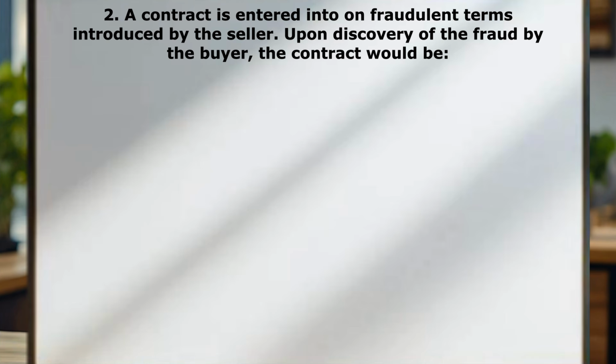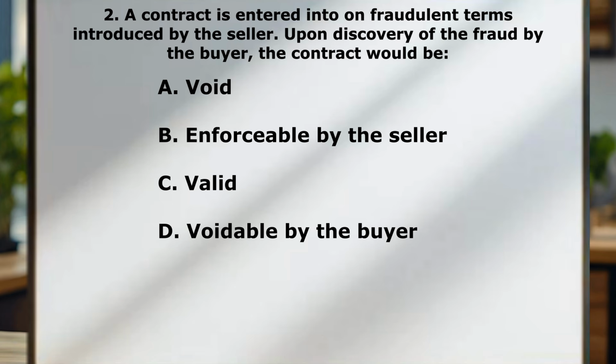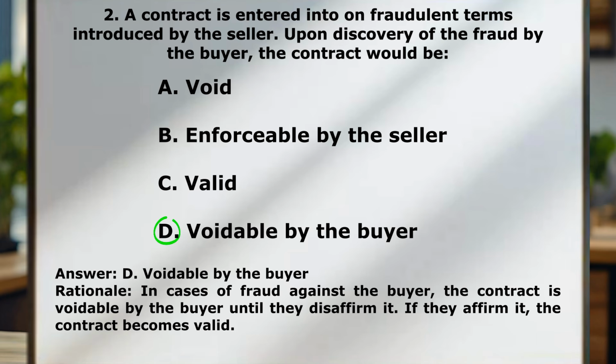Question number 2. A contract is entered into on fraudulent terms introduced by the seller. Upon discovery of the fraud by the buyer, the contract would be A, void. B, enforceable by the seller. C, valid. D, voidable by the buyer. Correct answer here is D, voidable by the buyer. So in cases of fraud against the buyer, the contract is voidable by the buyer until they disaffirm it. Now, if they decide to still move forward and they affirm it, the contract becomes valid.